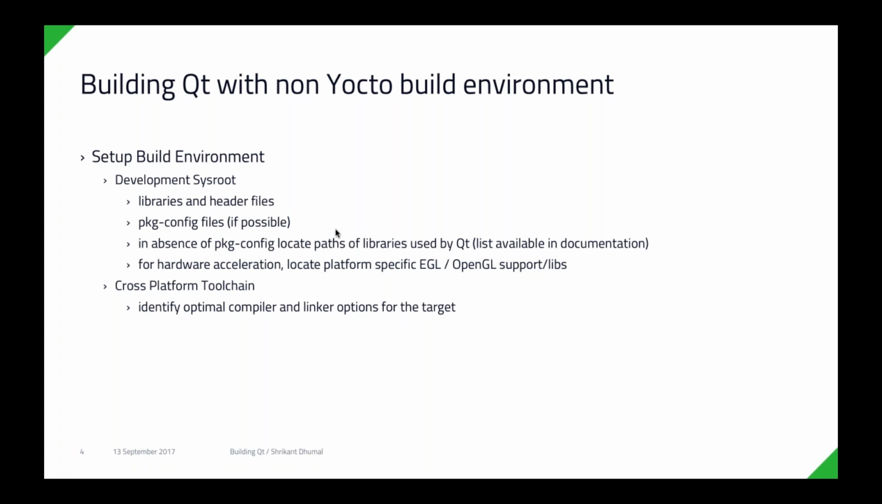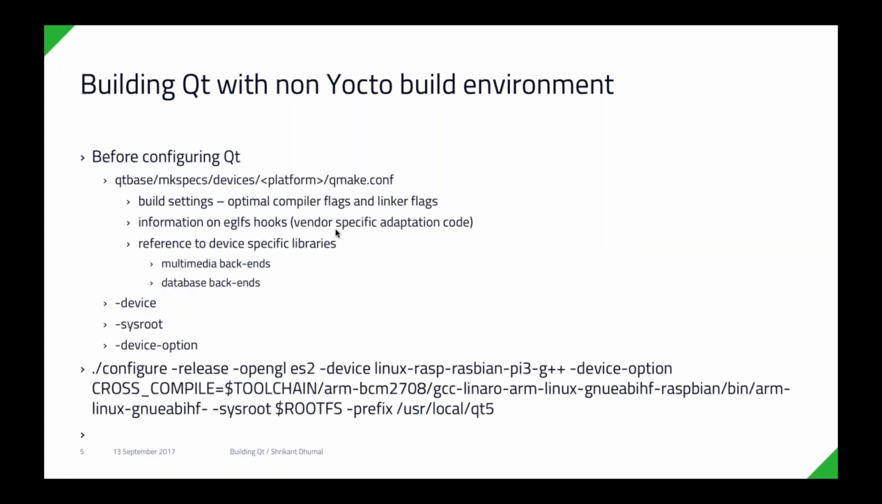And then the second important part in this build environment is the cross-platform toolchain. What you need to do is identify the optimal compiler and linker options for your targets, and then use them to create a Qt config. Now I'm going to show you the contents of the file that I had to put together. Before you even start configuring Qt, you would have to look at this qmake.conf file.